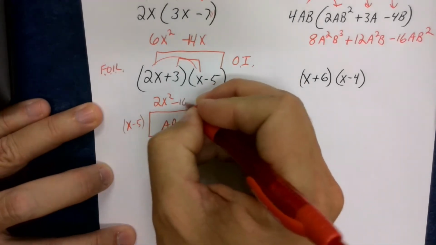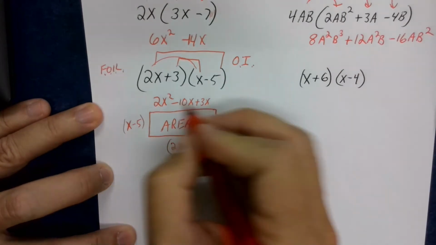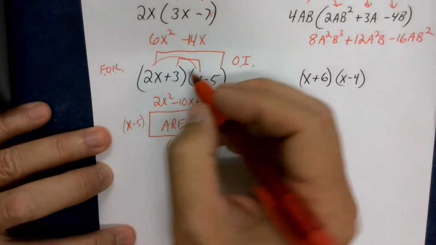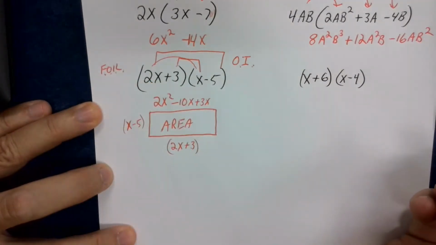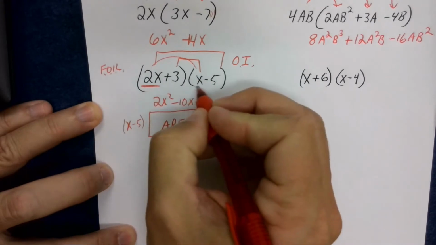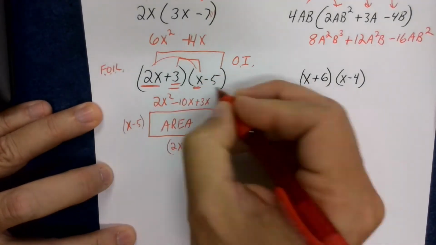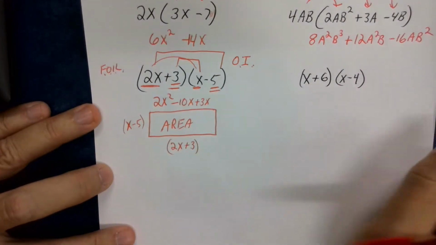And I'll go ahead and write them down for you right now. But know that those two things can be simplified together. And then that's F, that's O, that's I, I need L. So the last two things. Well, if this and this were the first two things in the parentheses, then this and this have to be the last two things.